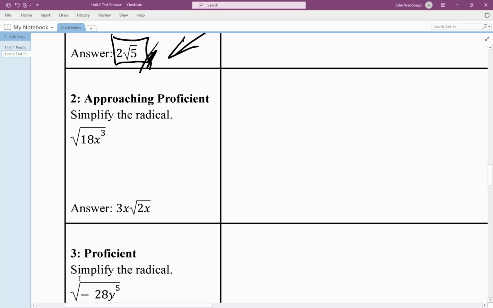Hi, welcome. This video is on simplifying radicals at the level 2 or the approaching proficient level. We've been given a square root of 18 x cubed.